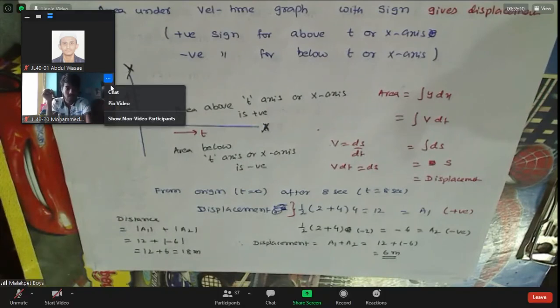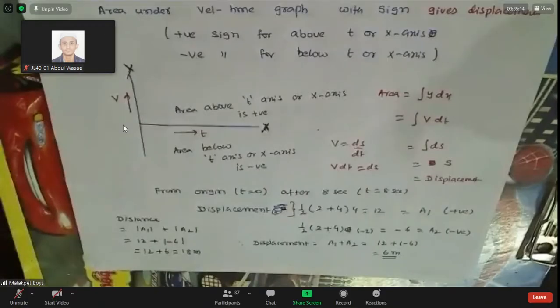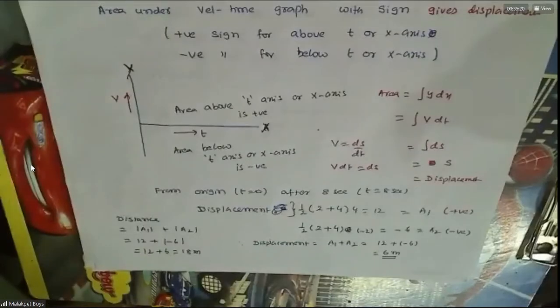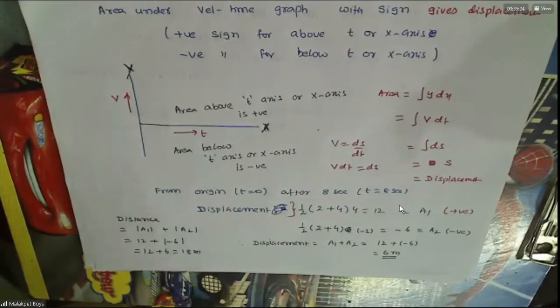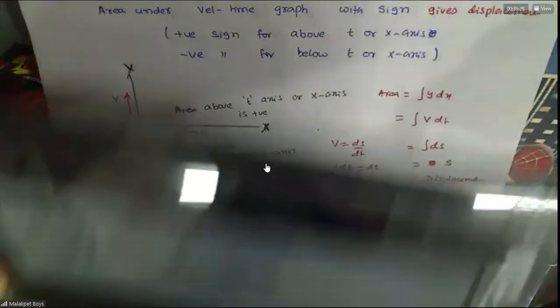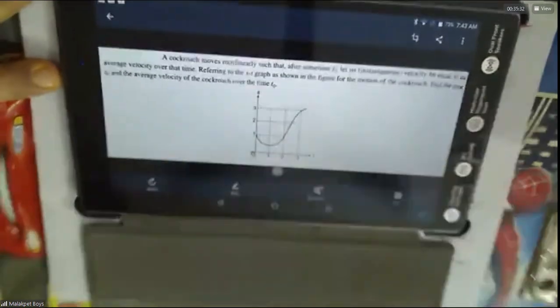Understood this? So this is how we find distance and displacement. Note this down.